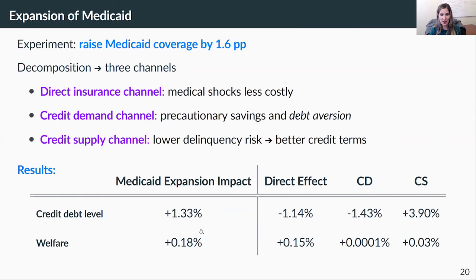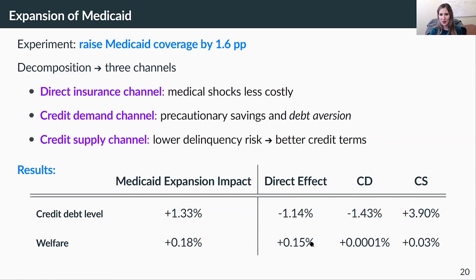Decomposing the role of the channels, we see that in terms of what's driving the debt response, the direct effect, as expected, is to reduce credit card debt. When we look at demand, it actually ends up being that this debt aversion channel is very powerful, and that reduces households' debt further. But there's a very strong credit supply response. And what this means is that credit supply is therefore fully responsible for the increase in credit card debt in the model.